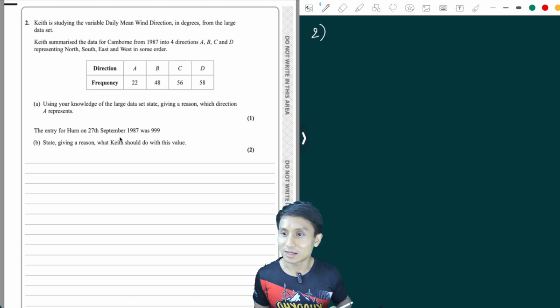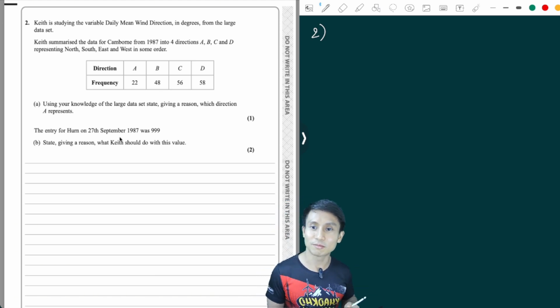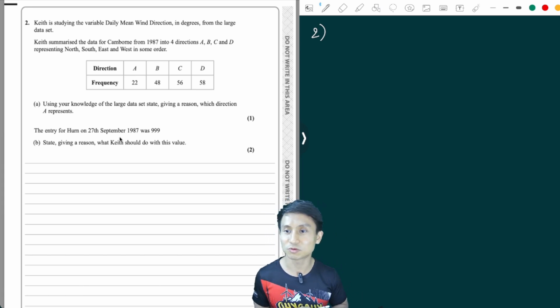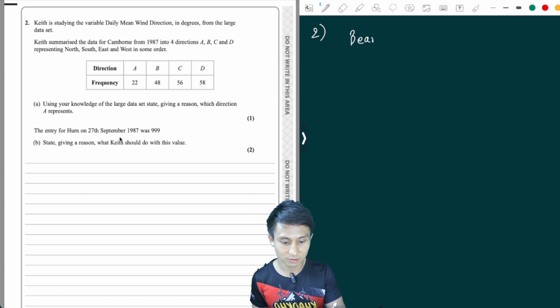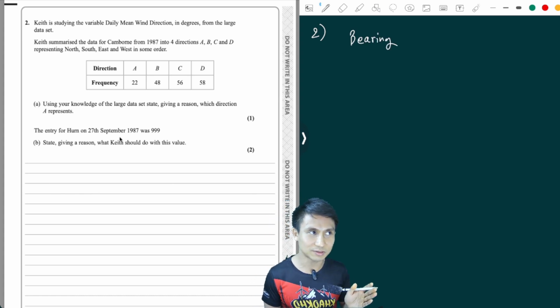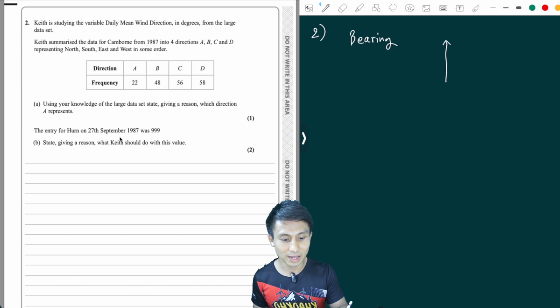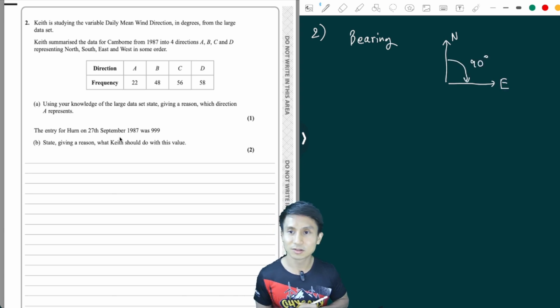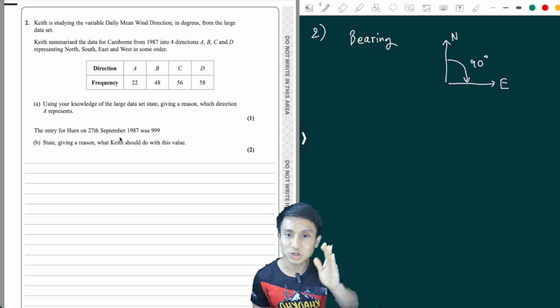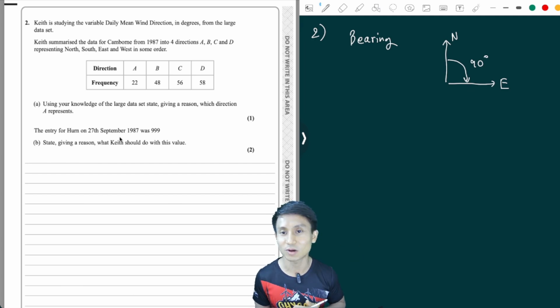Okay, Keith summarized the data for Camborne from that year in the 4 directions A, B, C, and D, representing north, south, east, and west. Right. Now you need to know that the wind direction is given as a bearing. So you have done that in GCSE, right? Bearing is 0 at the north. So it starts from the north, and let's say if I go to the east, the bearing from north to east will be 90 degrees. So the bearing of east will be 90 degrees. So the bearing of south will be 180 degrees from the north. So it's measured from the north clockwise, not anti-clockwise, all right?